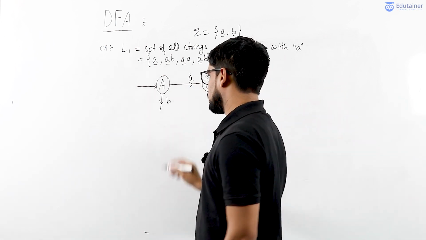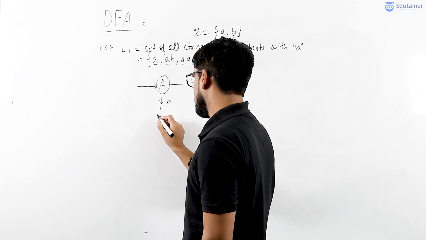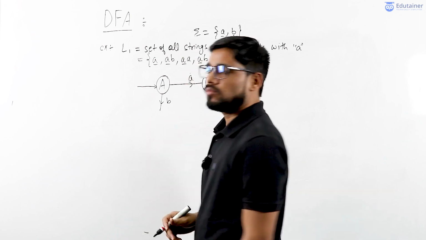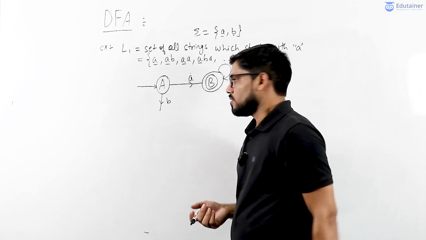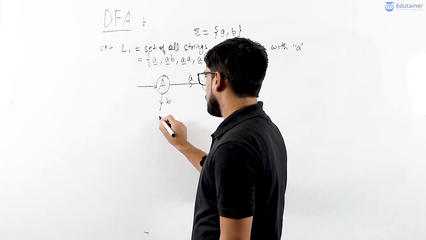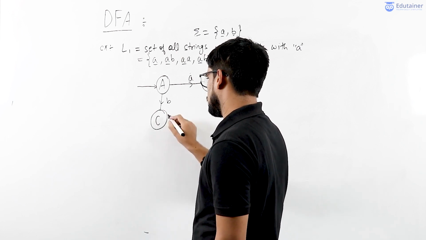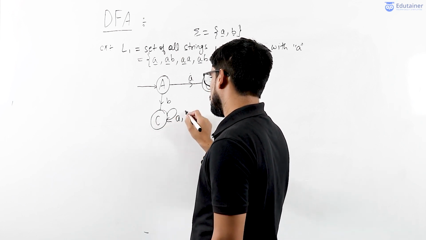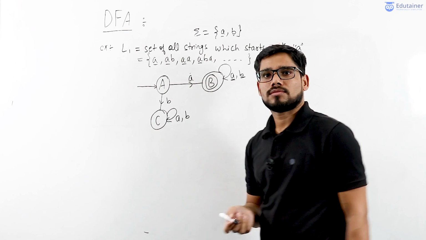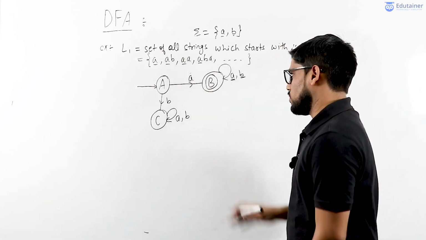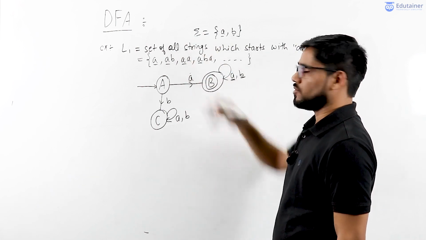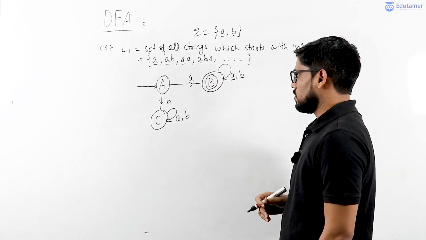So if I see a small b on the capital A state, then I will go to some state, let's call it a dead state. So if I see a small b, I will simply reject the string, and on the dead state I can take any number of a's or any number of b's. So this is the minimal DFA for this language.